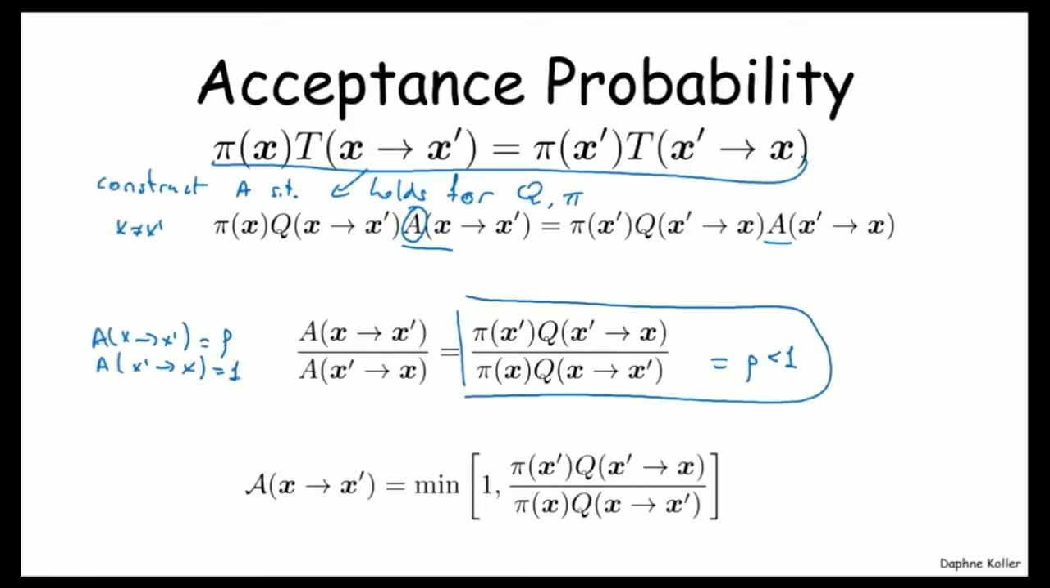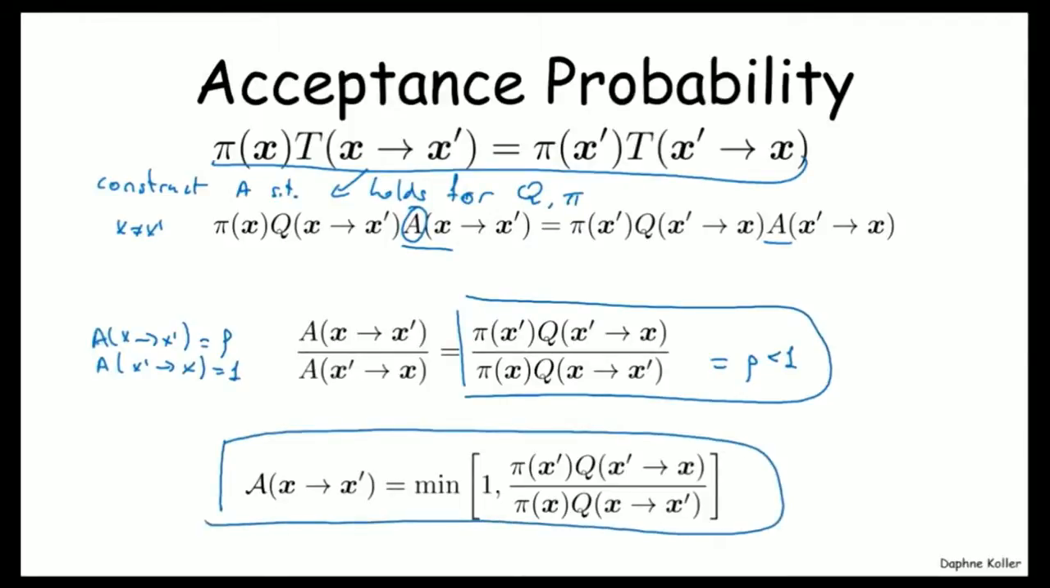And so when you actually put it together, that gives us a general formula for the acceptance probability, this expression, which, if you look at it, you'll see gives the right values for both x to x prime and for x prime to x.